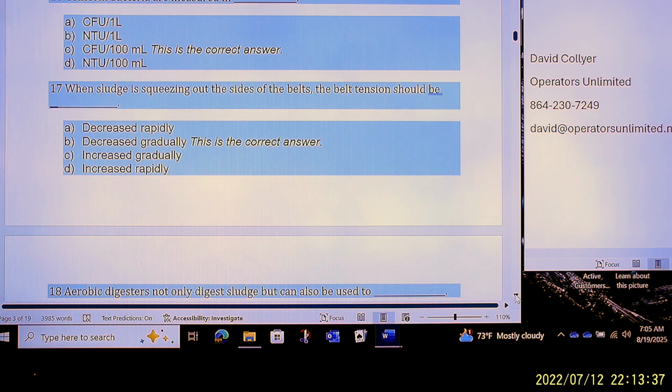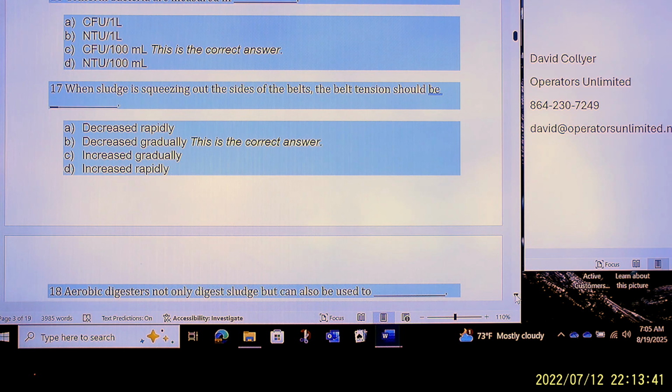Number 16, coliform bacteria are measured in CFU per liter, NTU per liter, CFU per 100 milliliters, or NTU per 100 milliliters. The answer to 16 is C, CFU per 100 milliliters.